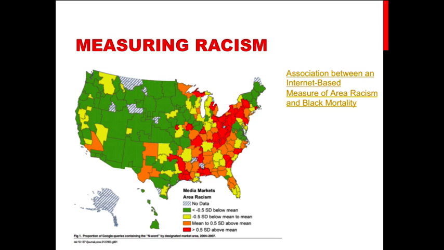So how do we actually measure racism? One innovative study used data from online searches. They used the proportion of online searches that used the N-word in an area and compared that with the mortality rate of Black Americans. They found a significant relationship between the two, which confirms Williams' claim that racism has a negative impact on the health of Black Americans.